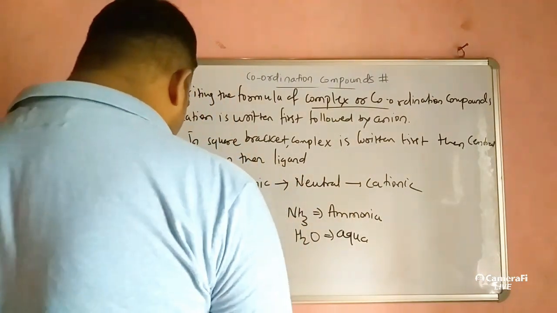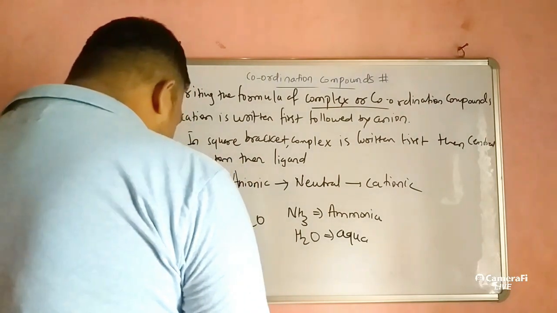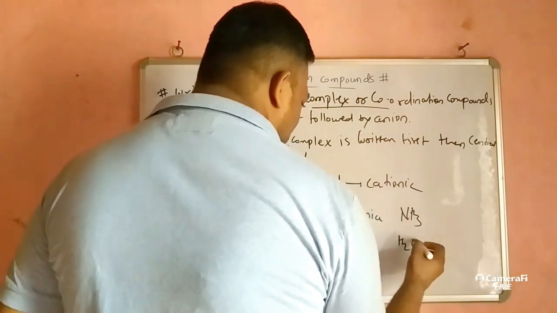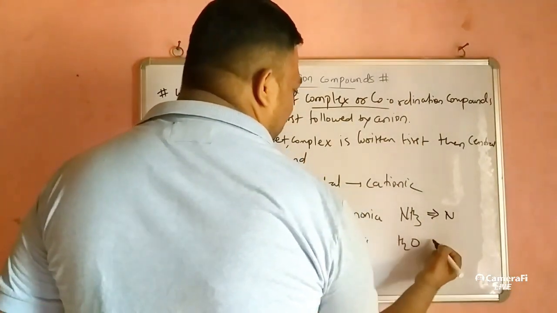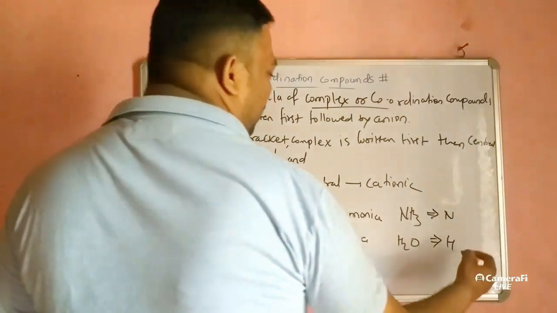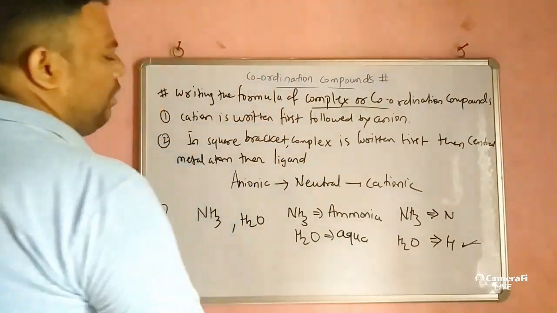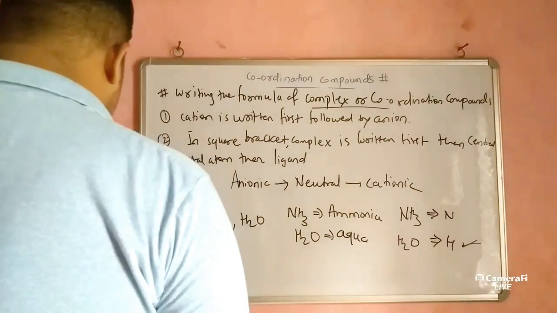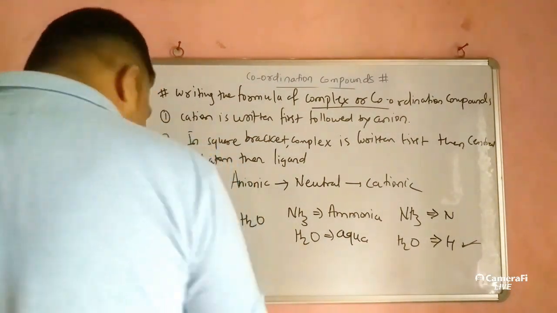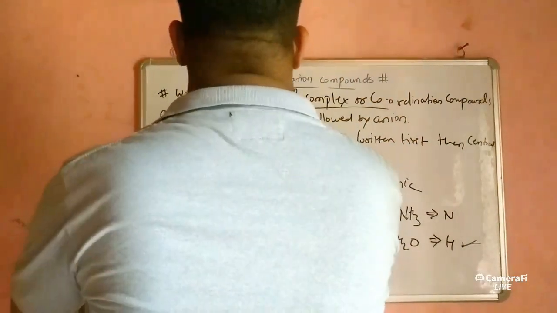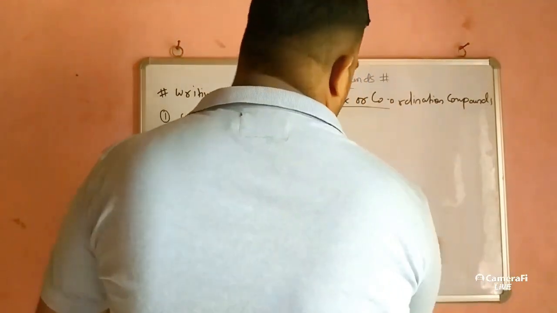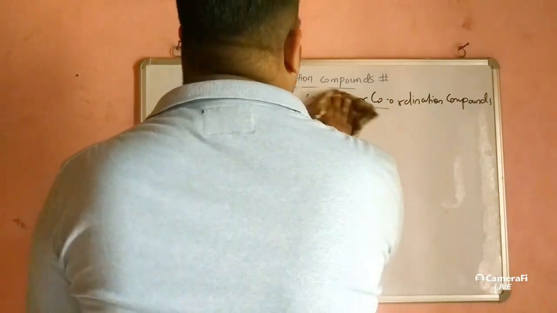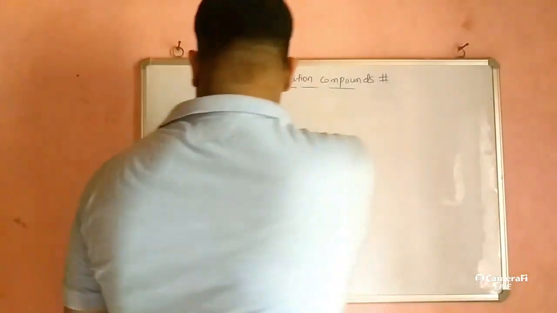Ammonia and aqua. Among these two, which one do we have to write first? Suppose these two ligands were present, NH3 and H2O. Ammonia starts with N and aqua starts with A. So first preference alphabetically goes to aqua. So first we write aqua, then we write ammonia. Understood? So these are the rules for writing the formula of a complex or coordination compound. These are the general rules.